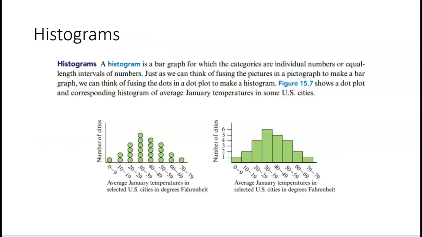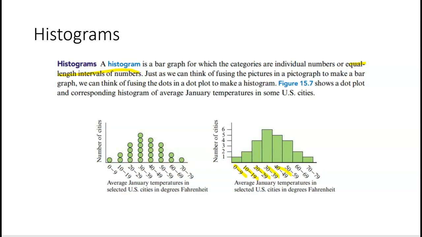So next up is histogram. A histogram is a bar graph for which the categories are individual numbers or equal length intervals of numbers. So equal length, so there's 9 in between each of these. And just as we can think of fusing pictures in a pictograph to make a bar graph, we can think of fusing dots in a dot plot to make a histogram.